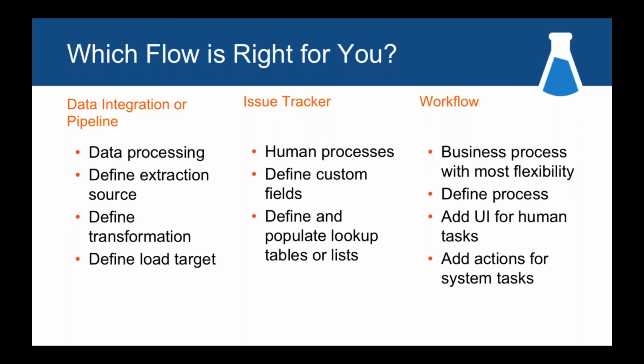If you have a human process where the process is codified in the brains of the humans, then you probably could use an issue tracker. And for that, you can use the standard issue tracker that has a set of fields that we have found useful as default, or you can define custom fields, and you will also define and populate lookup tables and lists for some of those custom fields, possibly.